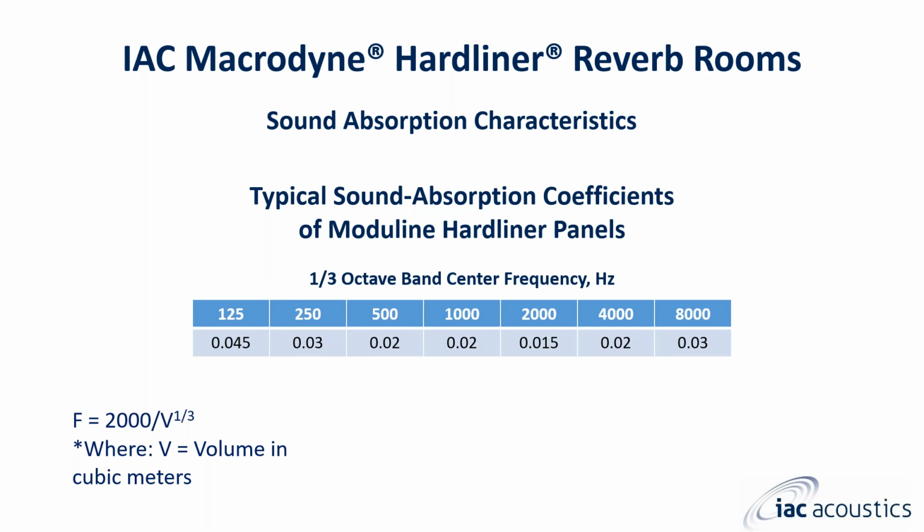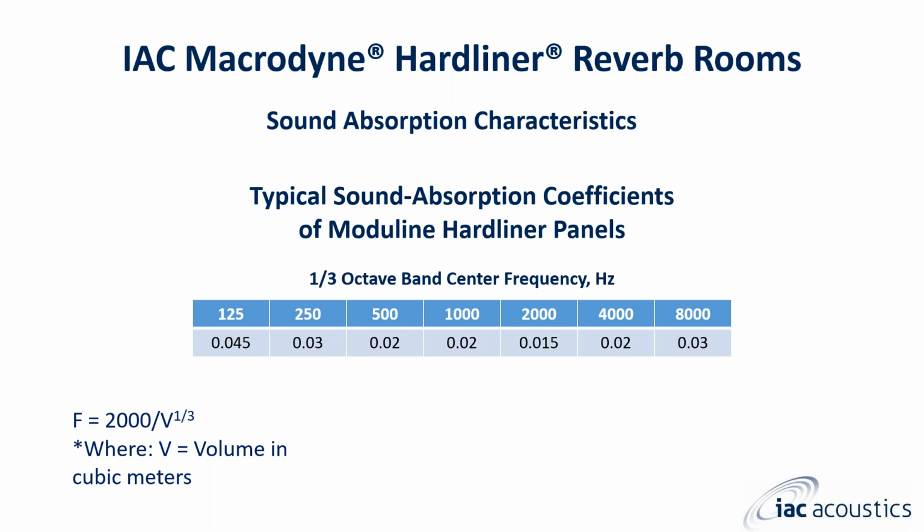The sound absorption coefficients of a reverberation room surface must help ensure a satisfactory reverberant field and minimize the effect of source positioning on measurement accuracy. Consistent with current standards, the Macrodyne reverberation rooms have an average sound absorption coefficient of less than 0.06 for the frequency range from 125 to 8,000 hertz.